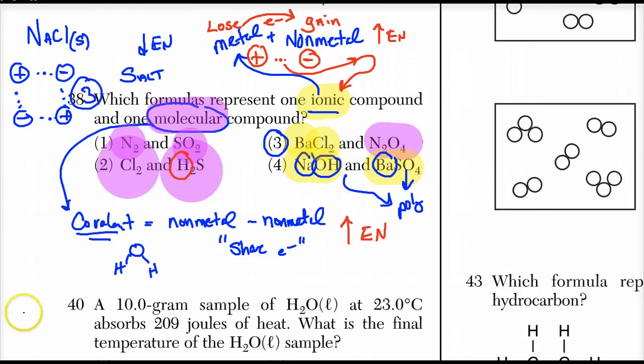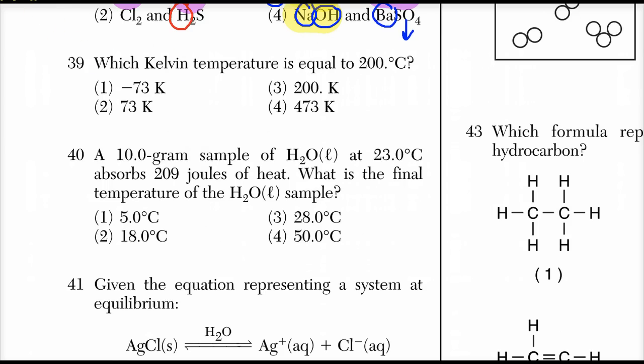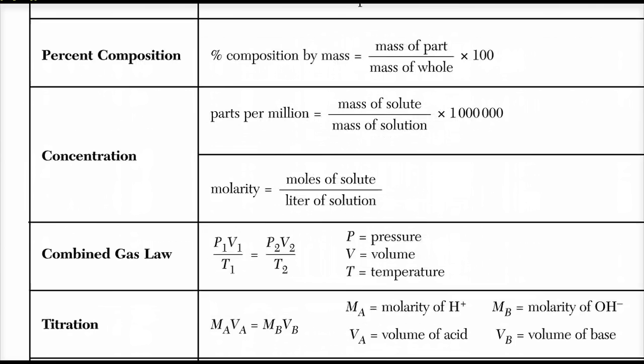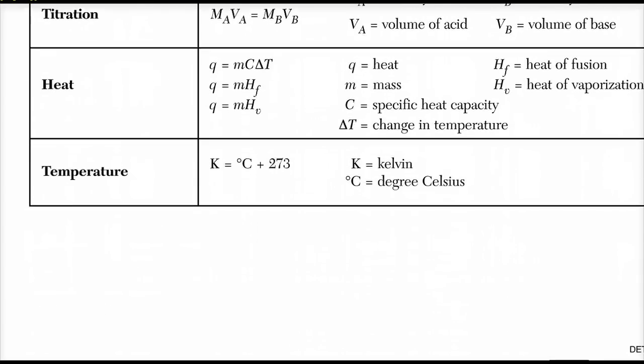Number 39. Which Kelvin temperature is equal to 200 degrees Celsius? Okay, well, this is a conversion between Kelvin and Celsius, and this is a Table T question. Let's go see what they give us. Table T is the last page of your reference table. It gives you some important formulas, and among those, it gives us our temperature conversion. So we know that Kelvin equals Celsius plus 273.